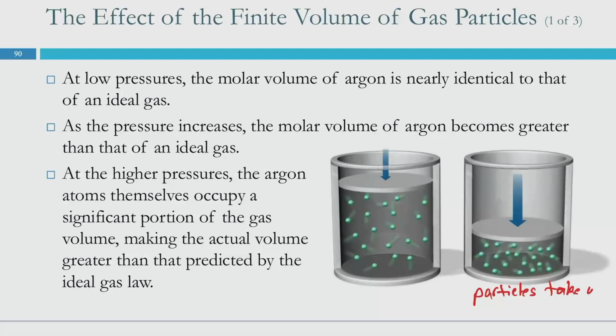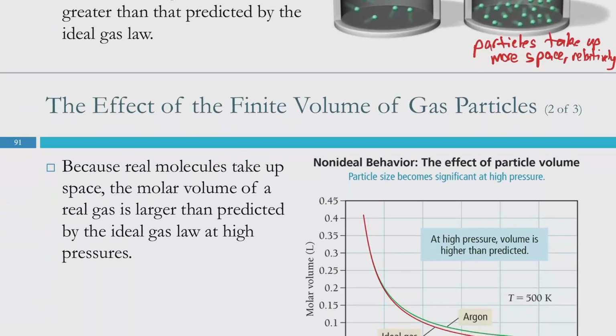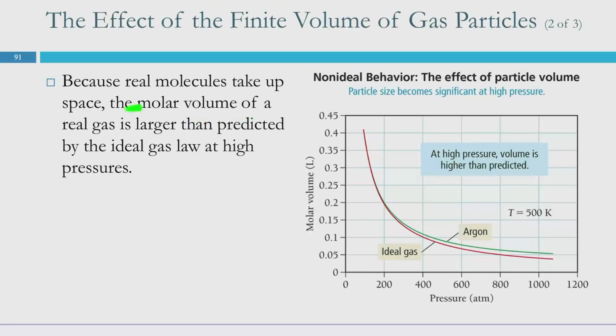So particles take up relatively more space compared to the frame on the left, where there's a lot of empty space, and so we can mostly ignore the volume of the gas particles. Because real molecules take up space, the molar volume, the size of the gas, is larger than predicted at high pressure. So we've got a graph.